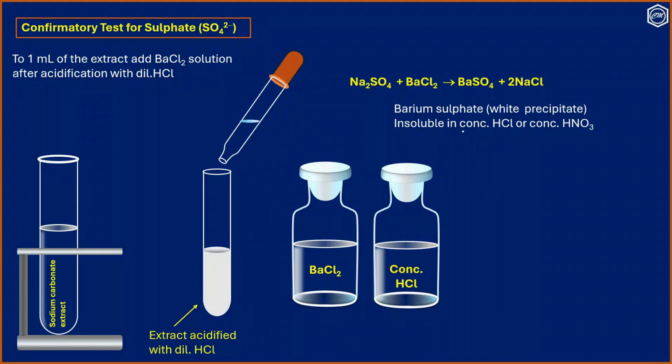And barium sulfate is insoluble in concentrated HCl or concentrated HNO3. But barium sulfite, SO3 2-, is soluble in concentrated or dilute HCl. That is the difference between sulfite and sulfate.